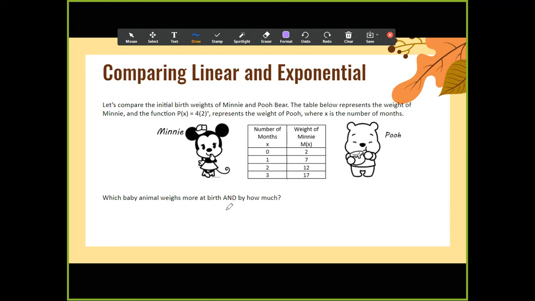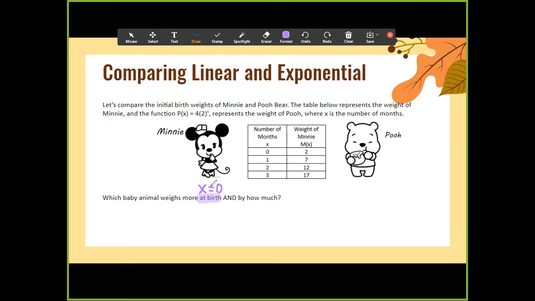Okay, so we need to first figure out what that at birth means. If we're talking about how old a baby is, or think of yourself, how many months old were you when you were born? You weren't any amount of months old, right? Because you were just born. So when we're talking about at birth, in terms of months, at birth would mean at month 0. And since x represents the number of months, at birth really means where the x value is 0.